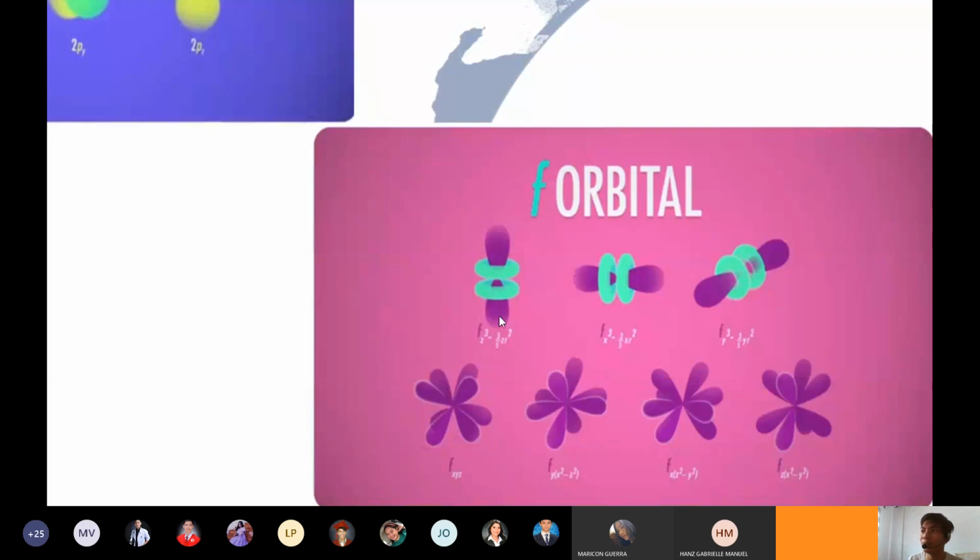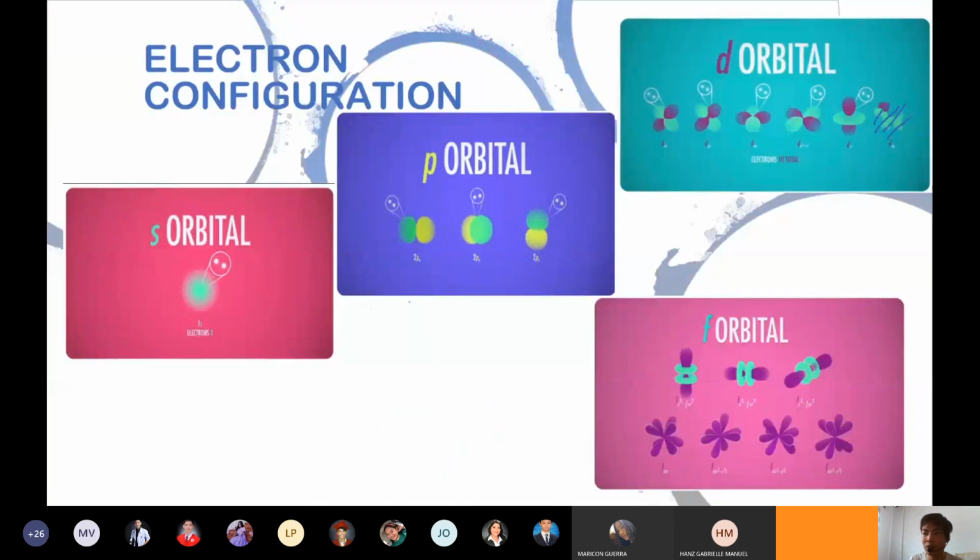So we have 7 shapes for the F orbital. So each shape can hold 2 electrons. So pwedeng may dalawang electron dyan, so on and so forth. So in total, our F orbital can hold 14 electrons. So again, we have 2 electrons maximum for the S orbital, 6 electrons maximum for the P orbital, 10 electrons maximum for the d orbital, and 14 electrons maximum for the f orbital.